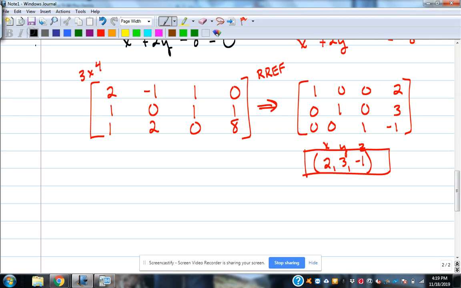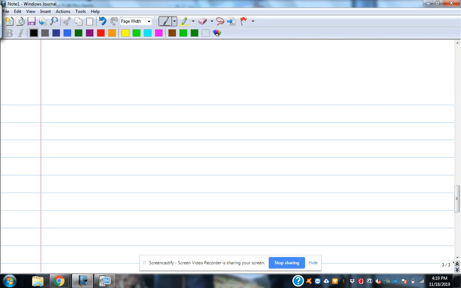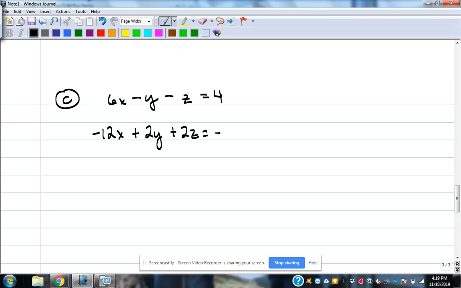But they're all linear. Let's look at example C, and we're going to look at some of the different choices out of that. So let's do this one. 6x minus y minus z equals 4. Negative 12x plus 2y plus 2z equals -8.